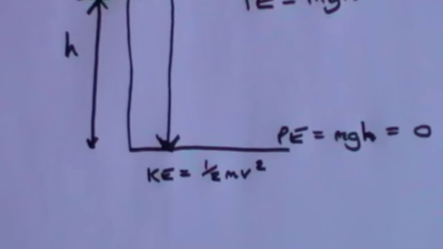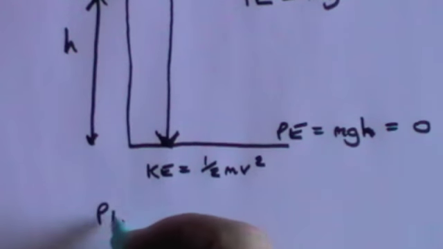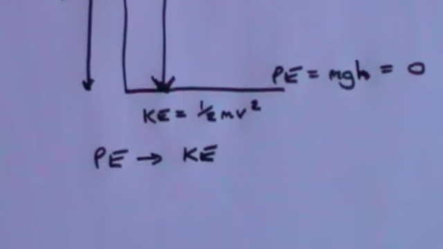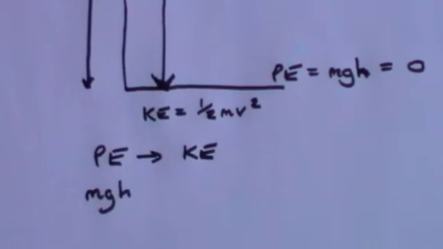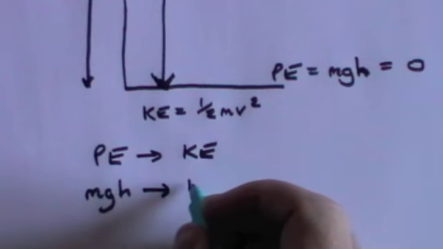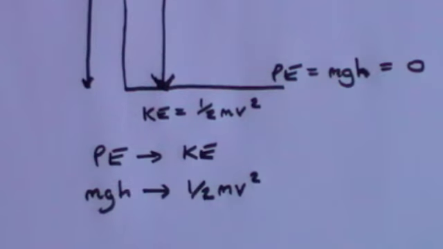Consequently, what we can say is that potential energy has become kinetic energy. It's all been converted into kinetic energy. So mgh, which was the potential energy, has equaled a half mv squared.